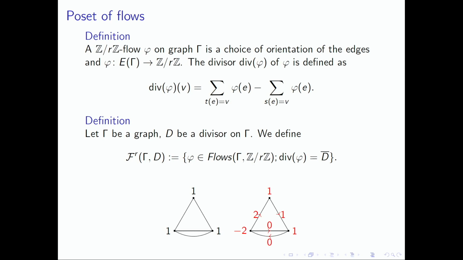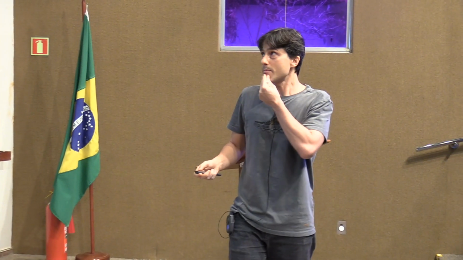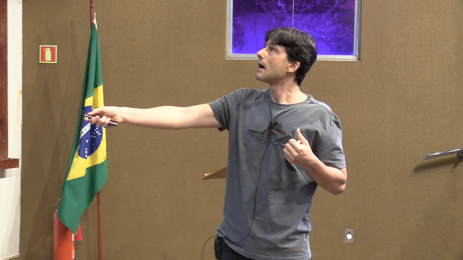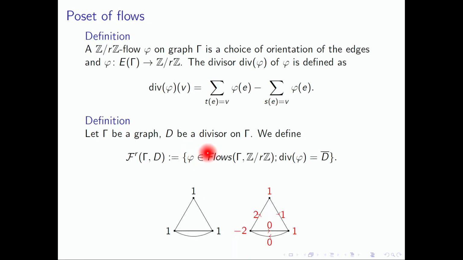And this plays a very important role for our theorem. This is the set of all flows. So I can fix a divisor on a graph, and I can take all the flows whose divisor is a given divisor, modulo r, of course. So if I start with 1, 1, and 1 here in the picture, I get here -2, 1, and 1 for the divisor associated to the flow. But modulo 3, for example, these two divisors, 1, 1, 1 and -2, 1, 1, are the same. So actually, this flow becomes inside this space, F, r, gamma, and D.